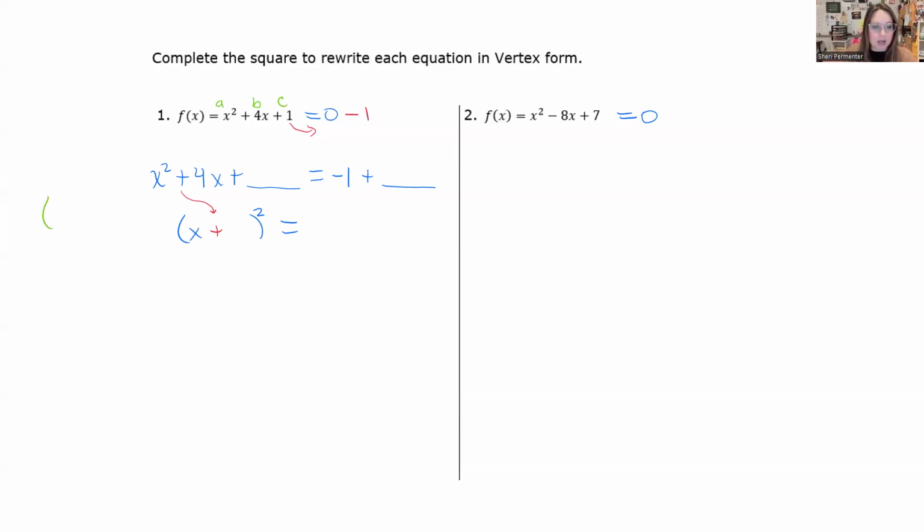Off to the side somewhere, I'm going to do b. What is b? B is 4. And always ignore the sign. Whatever the sign is, you ignore it because you already put it right here. So if it's a minus, you don't think about the minus because you just put the minus right here.